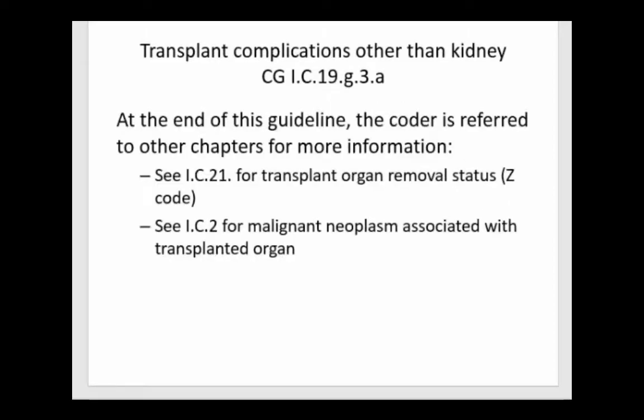At the end of this section of the guidelines, the coders refer to other chapters for more information. Information regarding removing a transplant is found in the Z codes, Chapter 21, and codes related to malignant neoplasm or cancer of a transplanted organ take you back to the guidelines for Chapter 2, neoplasms.